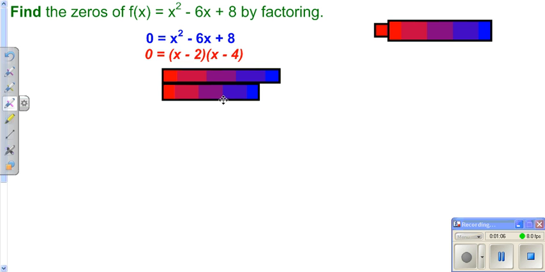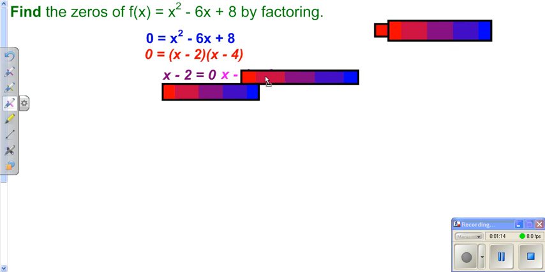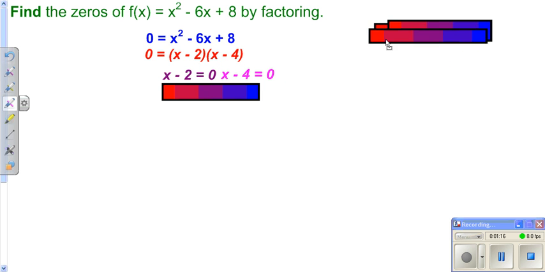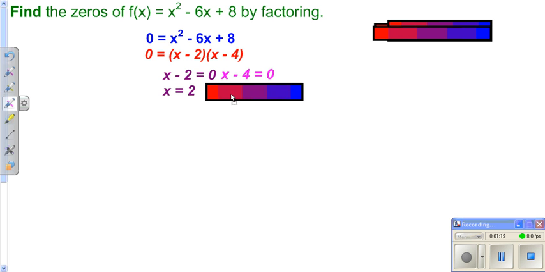Then you have two things multiplied together to give you 0. So then you're going to set each one of these equal to 0, and set the next one equal to 0. And then you just solve each one. So then you get x to be a 2, or you get x to be a 4.